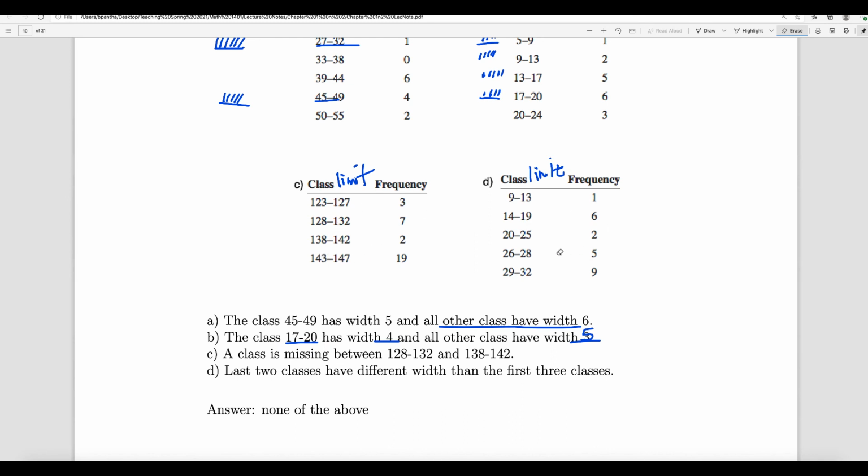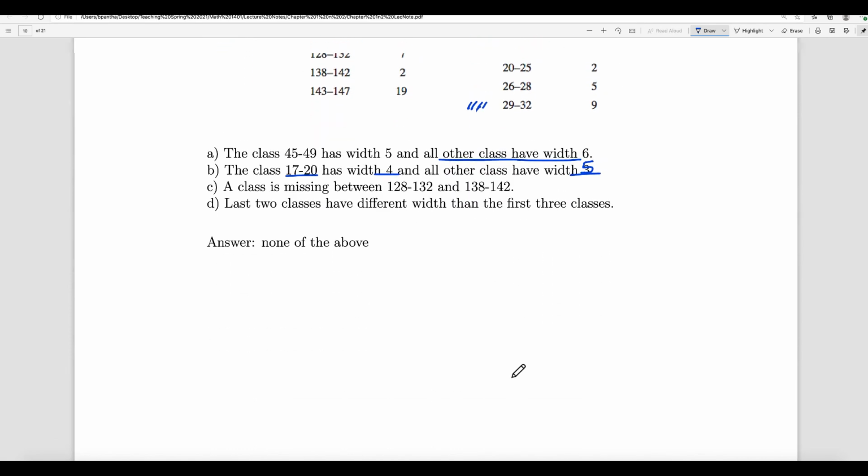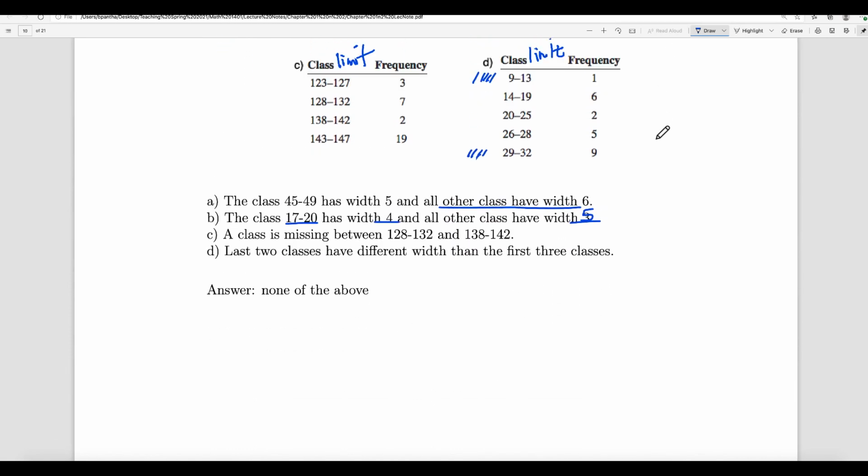The last one says the last 2 classes have different width than the first 3 classes. So what is the class width here? 9, 10, 11, 12, 13, 5, right? What is the class width here? 29, 30, 31, 32, 4. So the class widths are not the same. So none of these are correctly constructed. That is the answer. Okay, guys? So this is how we make a frequency distribution table for numerical data. Thank you.